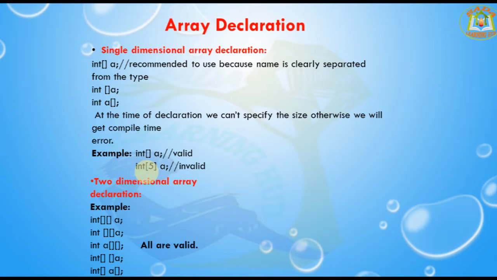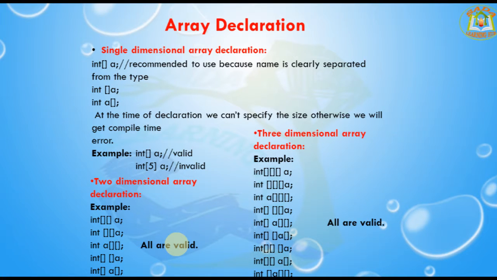Next, how to declare the two-dimensional array. See here, some declarations are there. These are all valid. Now, how to declare the three-dimensional array? These are all valid declarations of a three-dimensional array.